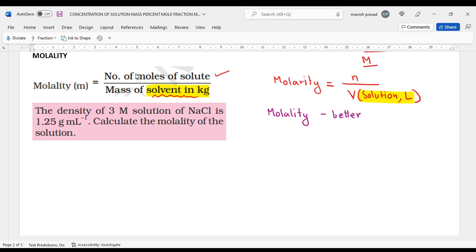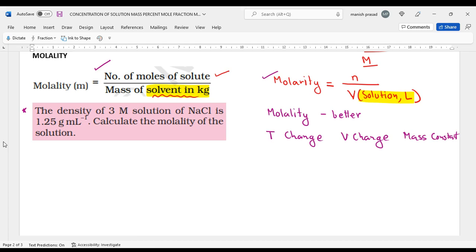Why? Because if we change the temperature, agar temperature mein change karoge, to volume mein change aayega, lekin mass is a constant, there is no change in the mass. So this will give you the same answer wherever you go, but this answer will keep on changing according to the change in the temperature. This type of a question, my dear friends, is one of the most important questions wherein the density is given.